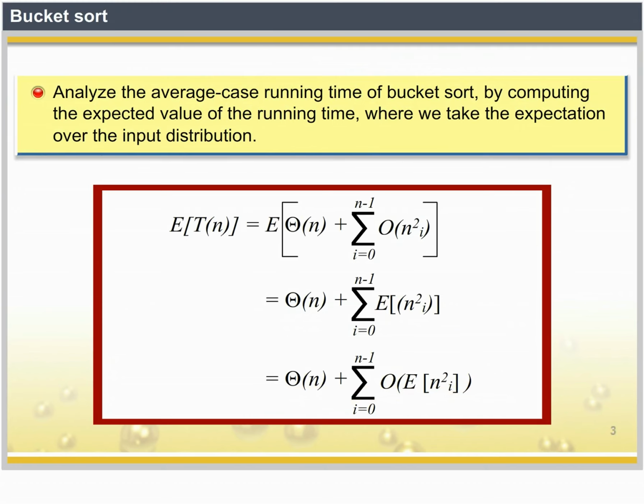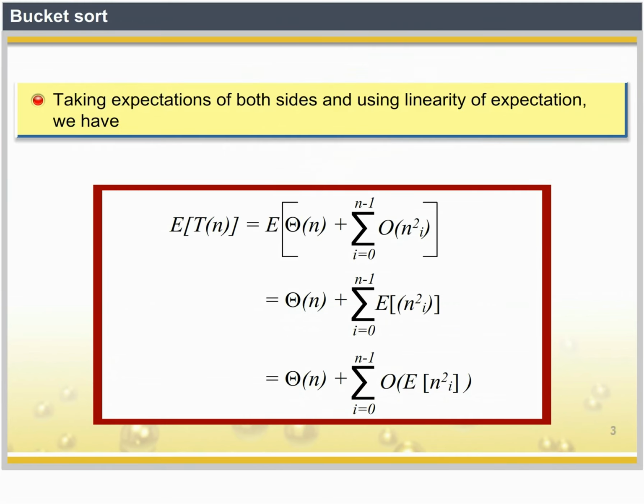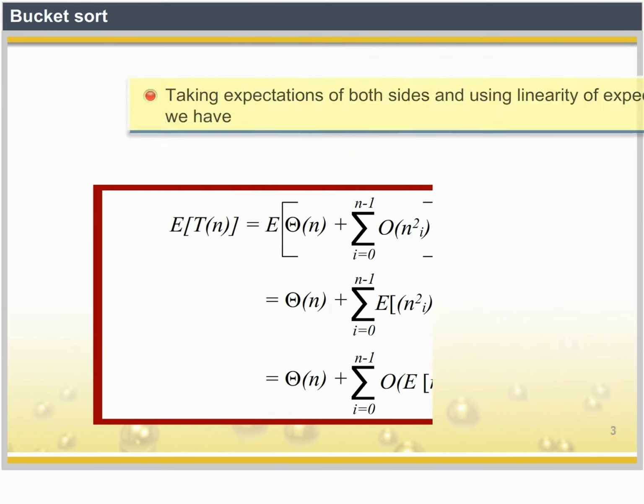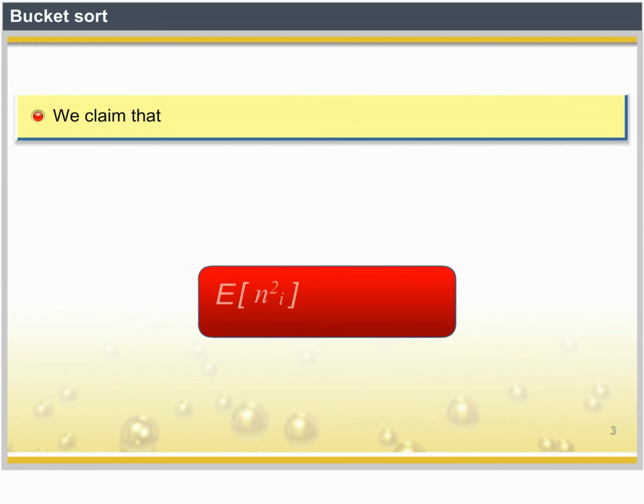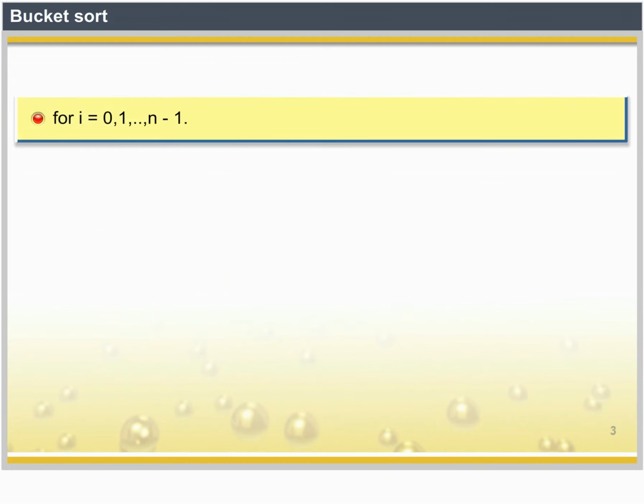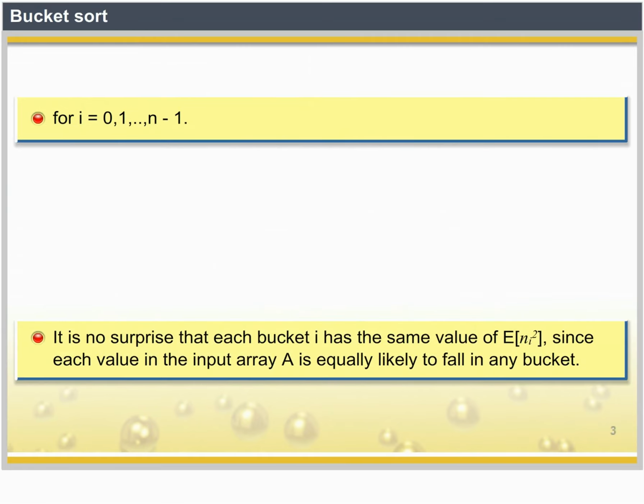Taking expectations of both sides and using linearity of expectation, we have the following result. We claim that E of ni square equals 2 minus 1 by n for I equals 0 up to n minus 1. It is no surprise that each bucket I has the same value of E of ni square, since each value in the input array A is equally likely to fall in any bucket.